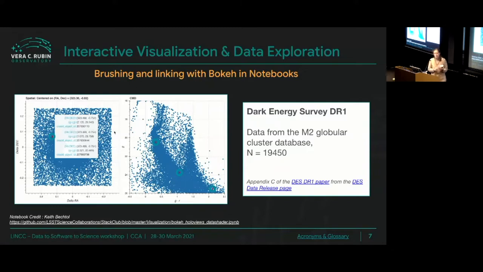This uses the HoloViz tools, where you can link two plots, hover over one which is in the RA-Dec plot, and then you can find the exact same points on a color magnitude diagram here. So this allows you to do interactive exploration in different spaces with notebooks. The HoloViz tools are very powerful.